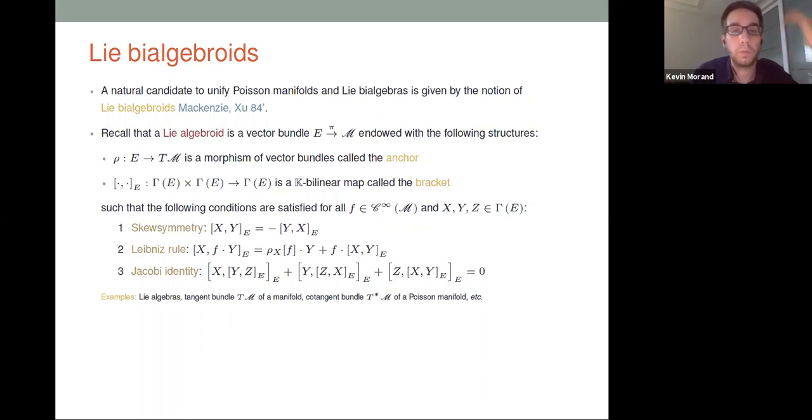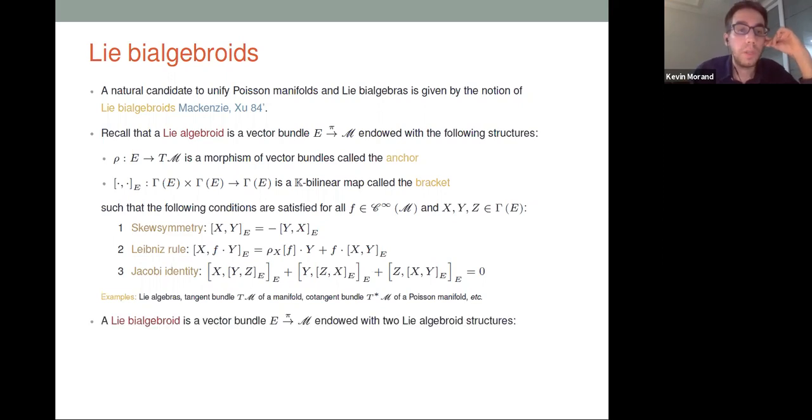So examples of this kind of objects are, of course, Lie algebras. If M is just a point, then this definition of Lie algebroid reduces to the notion of Lie algebra. So any Lie algebra is in fact a Lie algebroid, a kind of trivial one. Also, a standard example is given by the tangent bundle of the manifold. When E is just TM, then the anchor is just a morphism from TM to itself, which is the identity. And as bracket, we just take the Lie bracket of vector fields, which are the sections of TM. So this is the so-called standard Lie algebroid. More interesting is the cotangent bundle of a Poisson manifold: we can also define a Lie algebroid structure on T star M, if M is Poisson. Indeed, the anchor is just given by the Poisson bivector itself, and the bracket is also constructed in terms of the Poisson bivector. Okay, so we have this example of Lie algebroid.